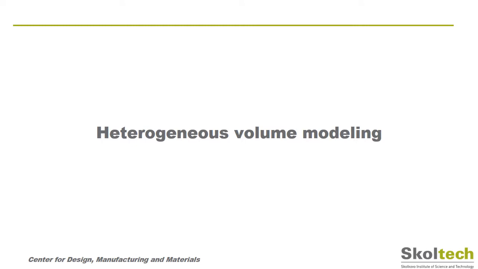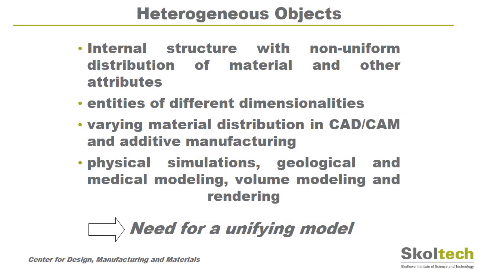The second part of our course is called heterogeneous volume modeling. It's devoted to mathematical models for 3D volumetric modeling, multi-material modeling, and microstructures. This is a list of prerequisites for creating a unifying model for heterogeneous volume modeling. Modern manufacturing technologies require mathematical models and software tools for modeling internal structure with non-uniform distribution of material and other attributes, for physical simulation, geological and medical modeling, and so on.